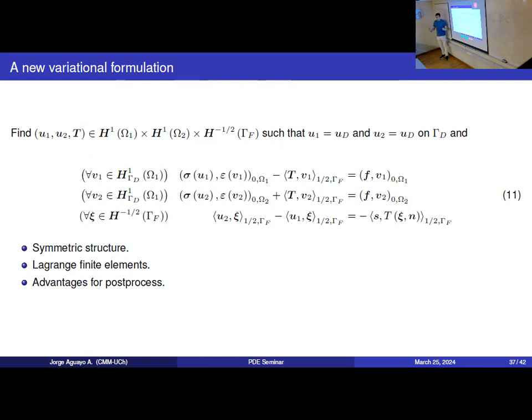The classical Lagrange finite elements for omega-1 and omega-2. And it's also better for post-process. One of the issues for us is to compute the traction in the original mixed formulation. We need to do a lot of code to recover T. But this new formulation is giving us T for free. So that's a good advantage.